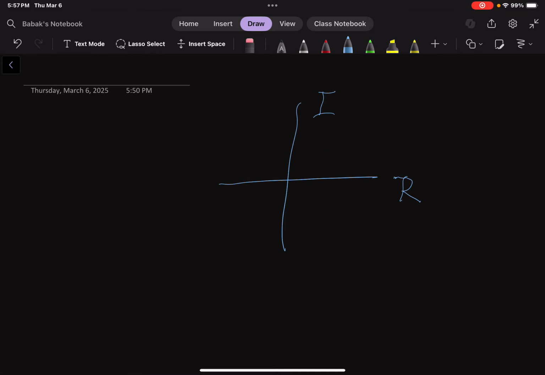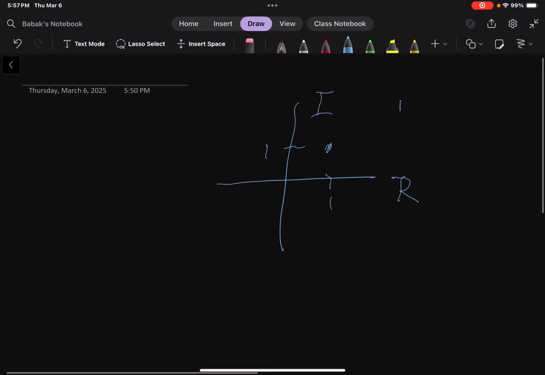In essence, if we have a point here, say 1, 1, this will correspond to the number 1 plus 1i, wherein the i here indicates that it is an element from this axis. And that is basically the basics of the concept.